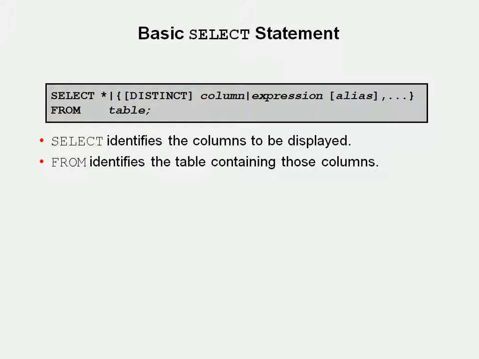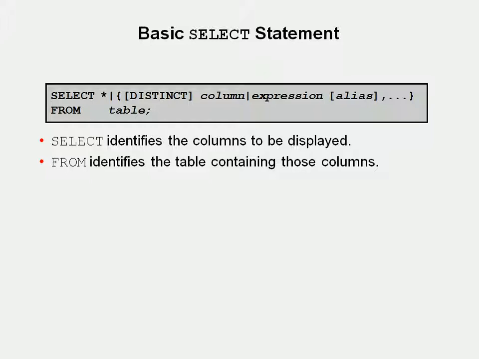Basic or general syntax of select. So: SELECT DISTINCT column expression alias FROM table. SELECT identifies the column to be displayed. It means that by using select, you are giving the command to select those specific columns, those specific rows from that specific table. So the select command identifies the columns to be displayed. Which columns does the user want to display? FROM identifies the table containing those columns.